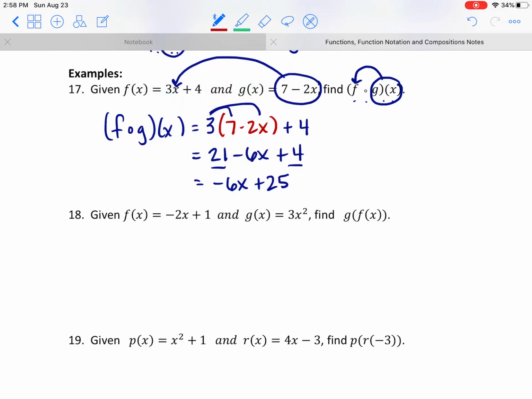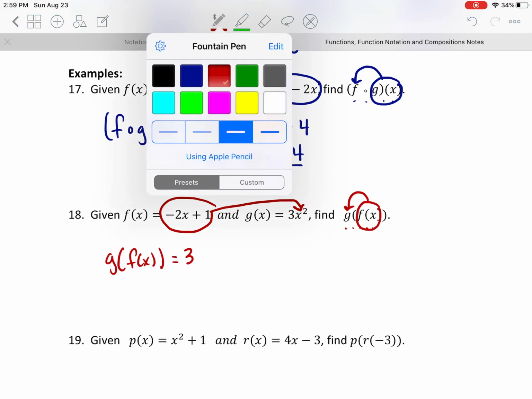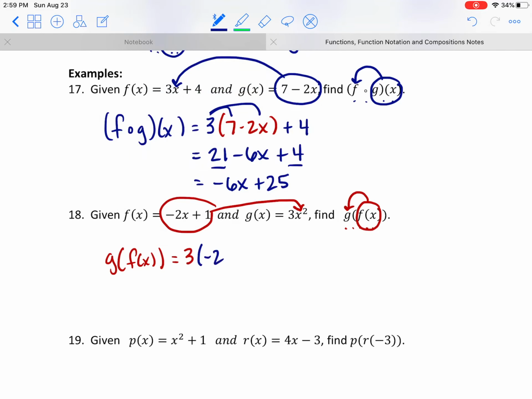Two different functions. This time g of f of x is what we're asked to find. So this time f of x is going to get plugged into g. So this entire f of x function is going to get plugged into g of x, and it goes in there where the x is. So we're going to say g of f of x equals 3 times, in place of x, we're going to put in the whole function here, negative 2x plus 1. And then that has to be squared. Okay, and then it's just a matter of simplifying from here.